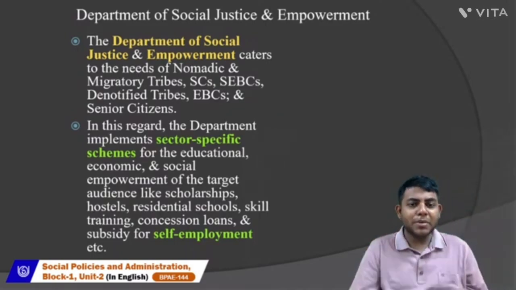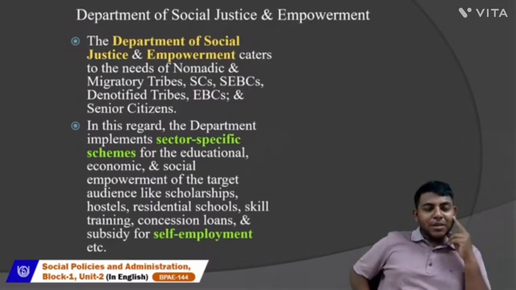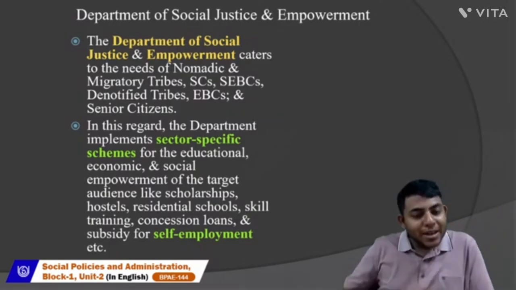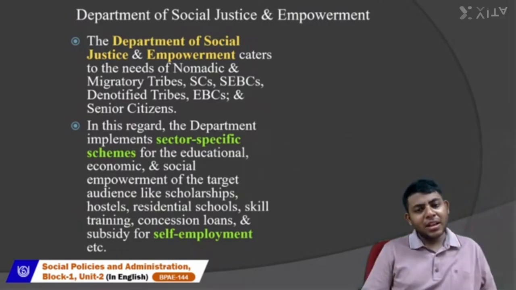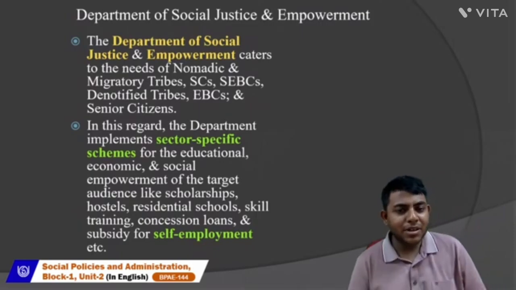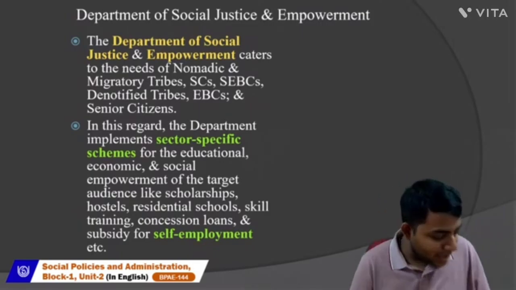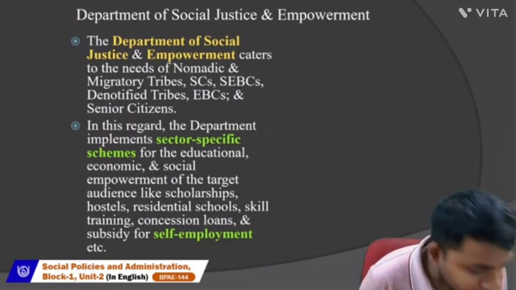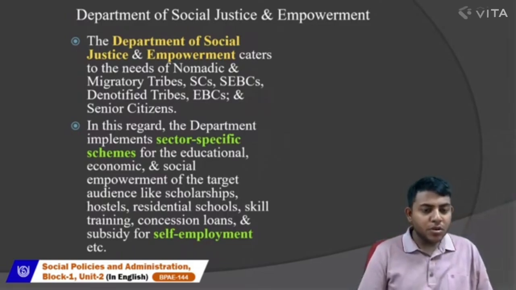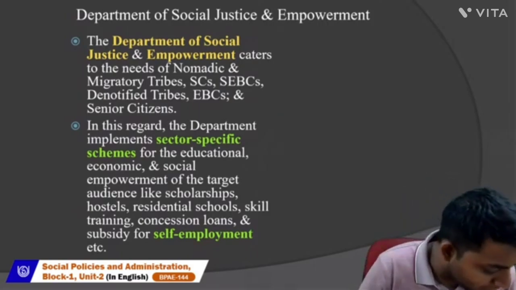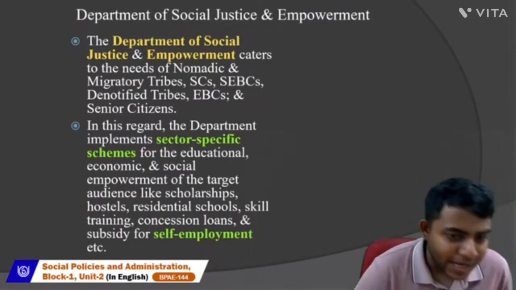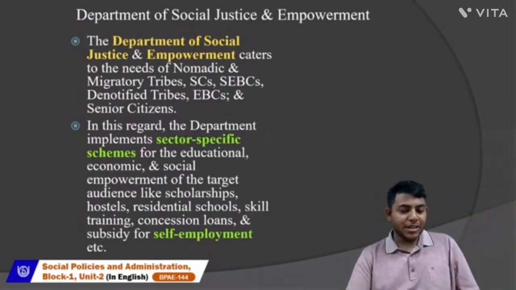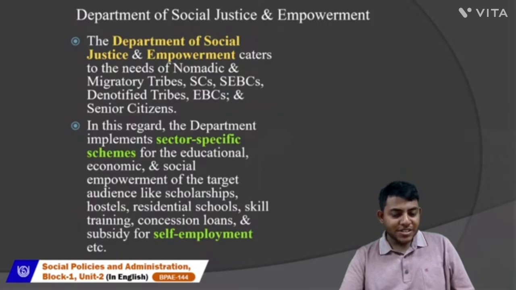So this department, the Department of Social Justice and Empowerment, caters to the needs of nomadic and migratory tribes, as well as the scheduled castes, the socially and economically backward classes, the denotified tribes, the economically backward classes, and also the senior citizens. So in this regard, the department implements certain sector specific schemes for the educational, economic, and social empowerment of the target audience, like scholarships, hostels, residential schools, skill training, concession loans, and subsidy for self-employment.